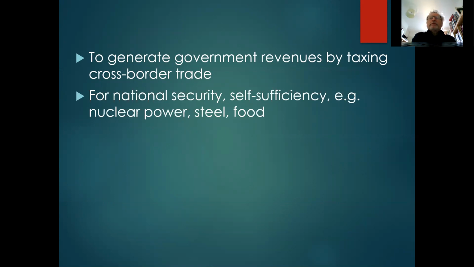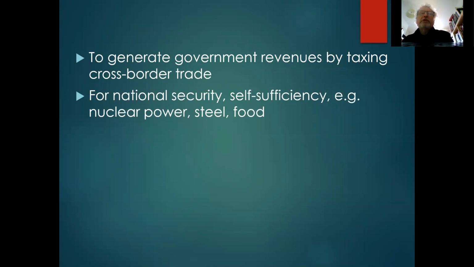Also for national security, self-sufficiency, safety, nuclear power, steel, food. Well, I mentioned steel there. United States recently put tariffs on steel imports, and it was justified on the basis of national security. A little bit hard to justify, to be totally honest, but sometimes there are national security reasons, or reasons of self-sufficiency, or you might not want your competitors to have access to some rare product that maybe only your country produces. You may want to reserve that product for your own industry.